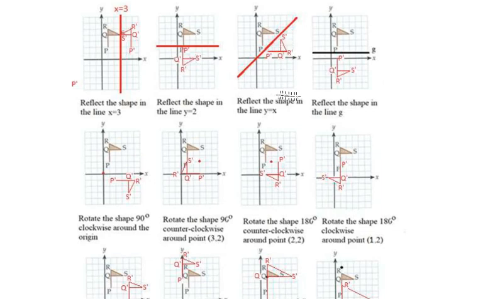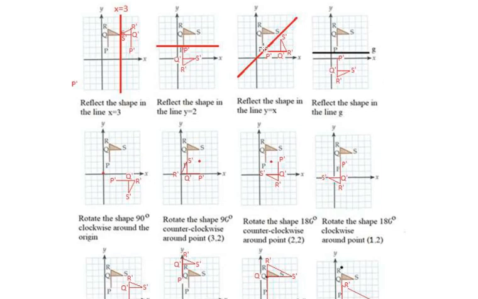Right, next one. Reflect the shape in the line y equals x. Now y equals x is a diagonal line. So you can just remember that that's what y equals x looks like. For every x value here, the y value is the same. So x is 5 up and 5 across. Same thing here, x equals y. It doesn't matter what value you go across, you also go up the same amount, and that produces this diagonal line here.